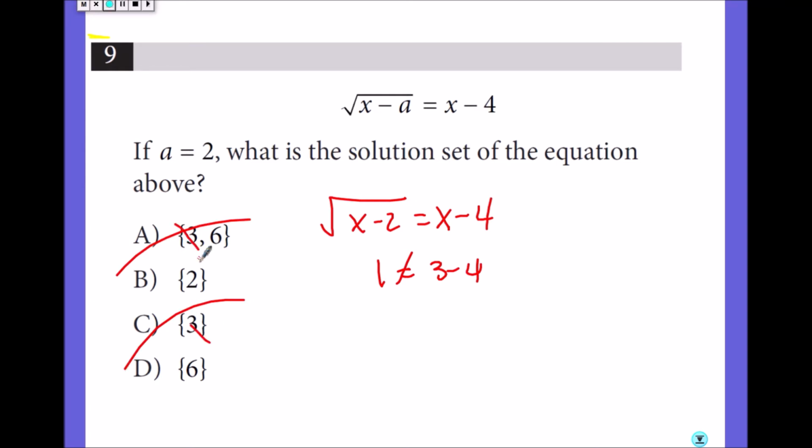So plug in 2. 2 minus 2 is 0, which is not equal to 2 minus 4, which is negative 2. So it has to be D, but let's double check. 6 minus 2 is 4, so square root of 4 is 2, and 6 minus 4 is 2. True. D.